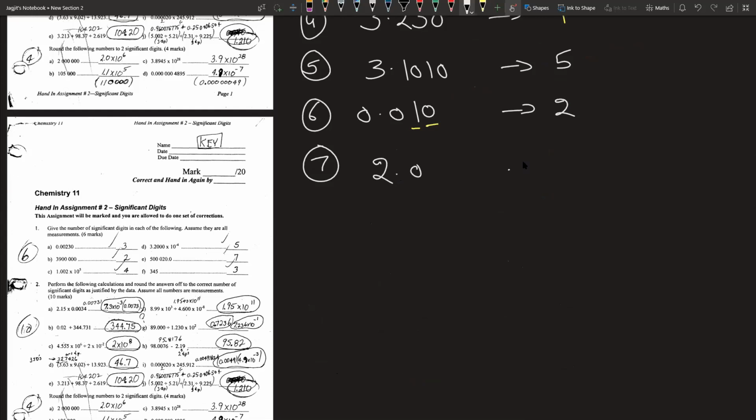2.0. How many sig figs are there? The 0 after the decimal counts. So 1, 2. What if I give you just 3? There's just one number, so it's that.